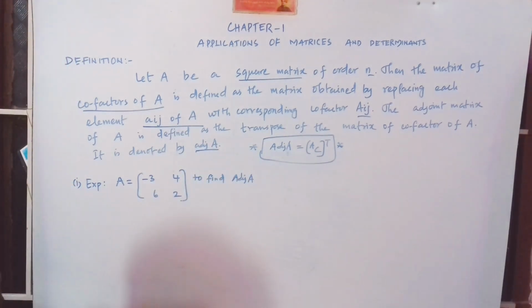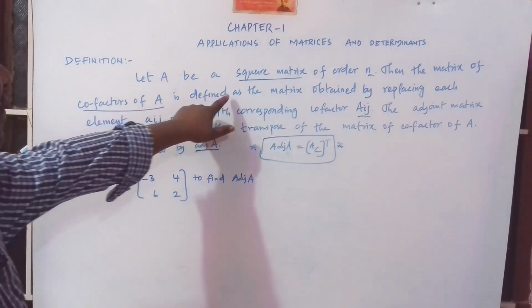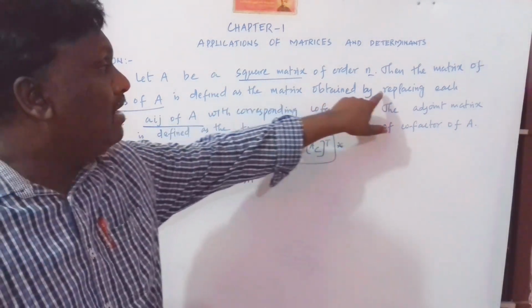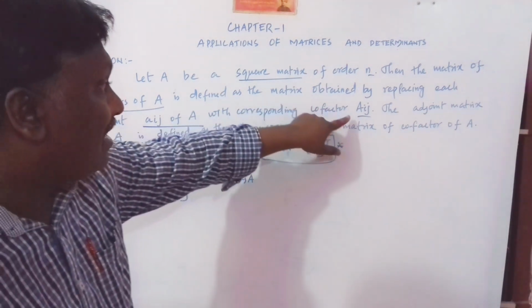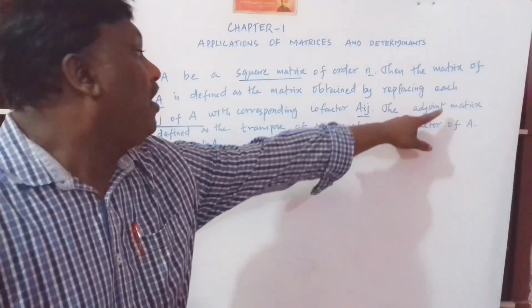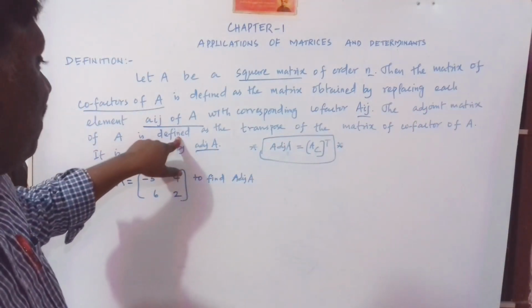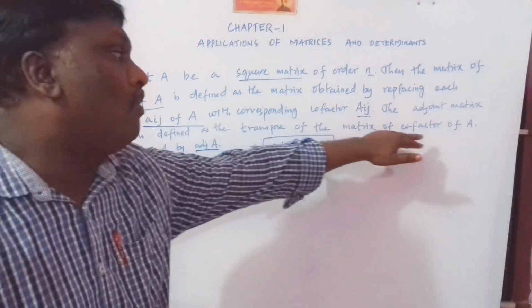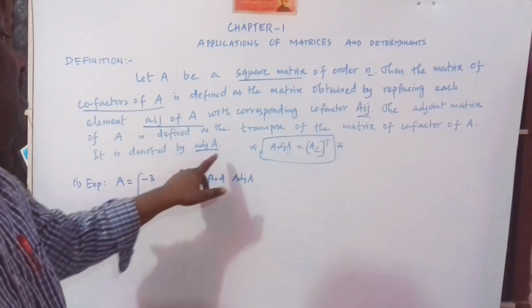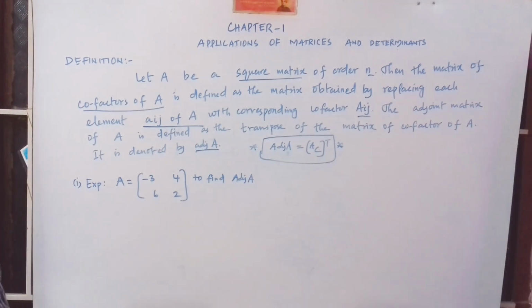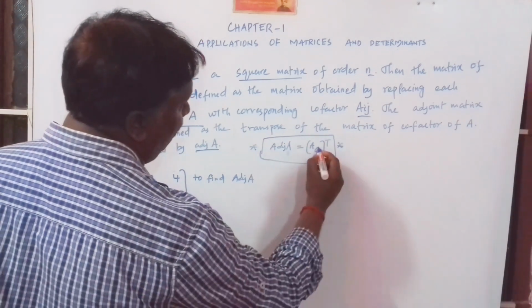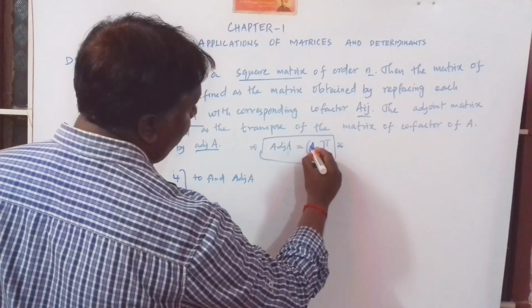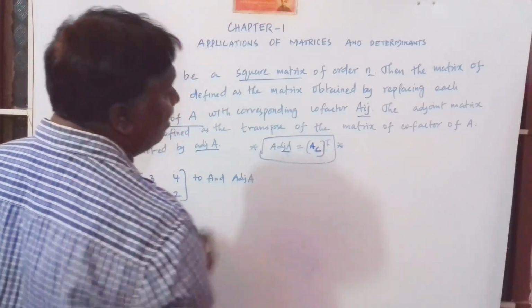So what is adjoint? Let A be a square matrix of order n, then the matrix of cofactor of A is defined as the matrix obtained by replacing each element Aij of A with the corresponding cofactor Aij. The adjoint of A is defined as the transpose of the matrix of the cofactor of A. It is denoted by adjoint A or adj. The short form adj is otherwise called cofactor of A the whole transpose.